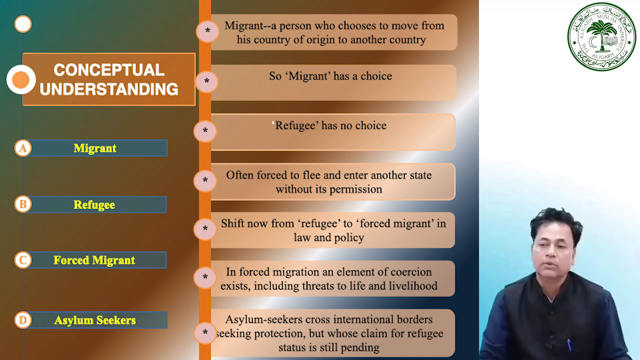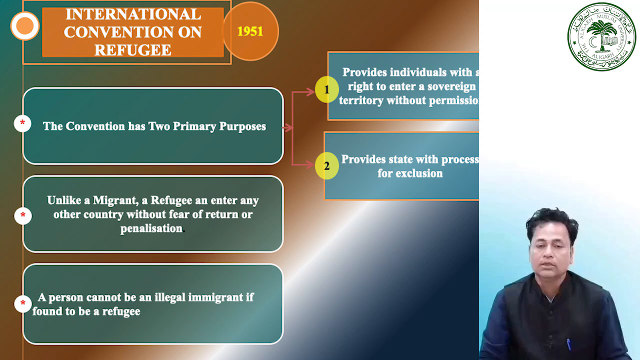So this is an obligation that you have to give them protection, and you may not give them asylum, but you will give them the protection they need because of their problems associated with the countries of their origin. Now let us discuss the International Convention on Refugees that was formulated in 1951.